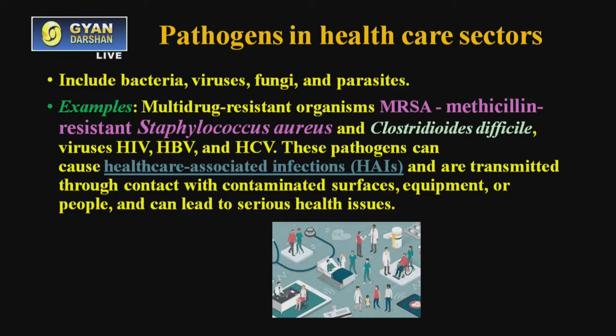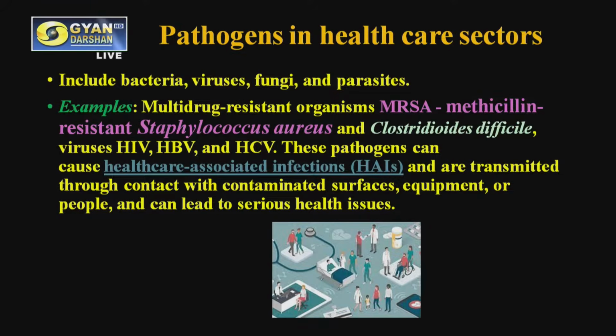There are certain viruses also, like the human immunodeficiency virus causing AIDS, the hepatitis B virus, and the hepatitis C virus. All these pathogens can cause healthcare associated infectious diseases, also called HAIs. They can be transmitted from people through contact, through surfaces, from person to person, through droplet infection like in tuberculosis, through contaminated equipment, and they can lead to serious health issues. So these are the pathogens that are encountered in the healthcare sector.